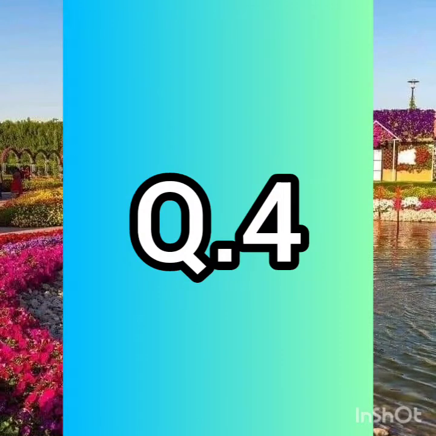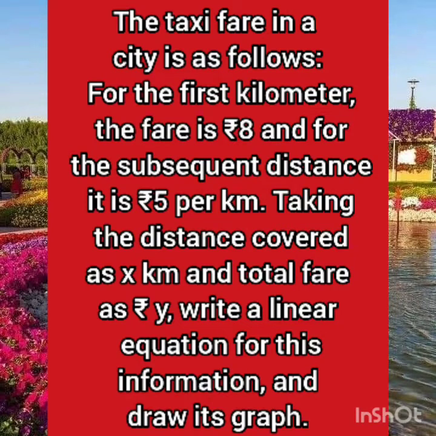So exercise 4.3, question number 4 is here. The taxi fare in a city is as follows. For the first kilometer, the fare is rupees 8, and for the subsequent distance, it is rupees 5 per kilometer. Taking the distance covered as x kilometer and total fare as rupees y, write a linear equation for this information and draw its graph. This is the question.